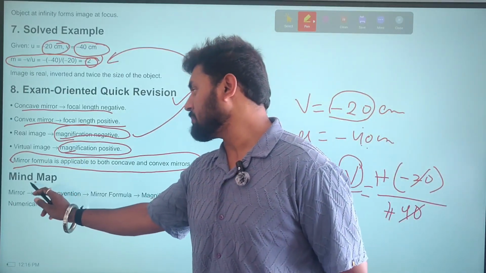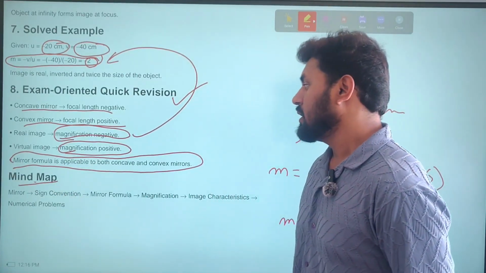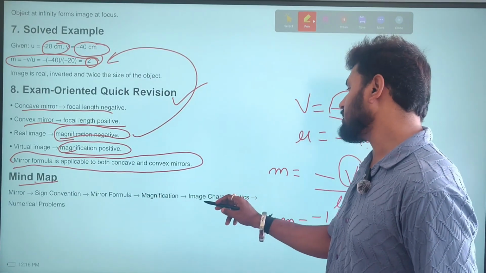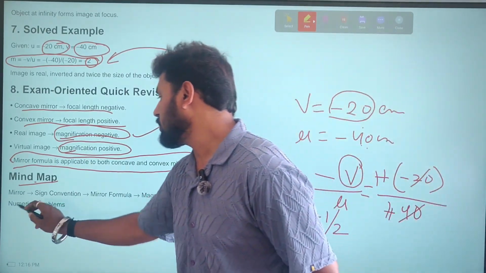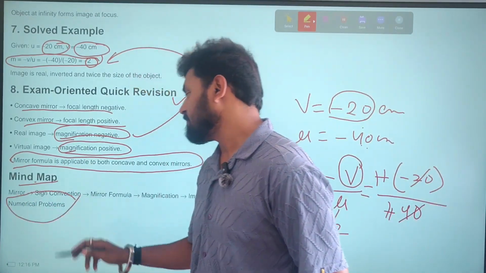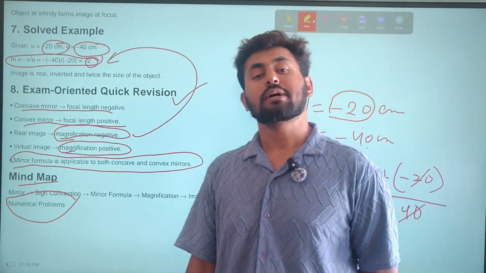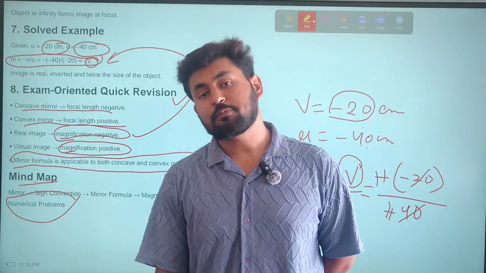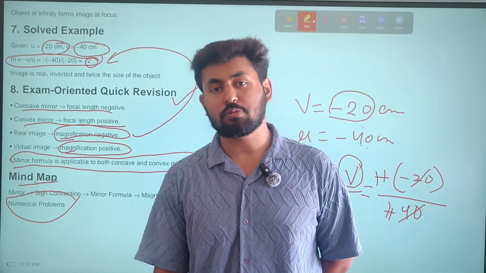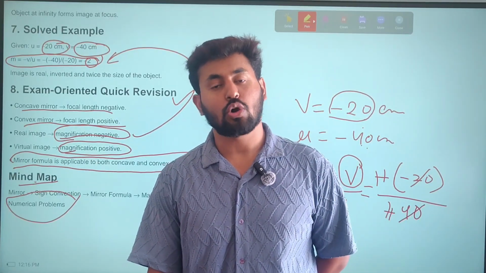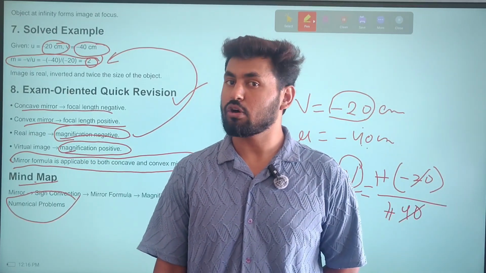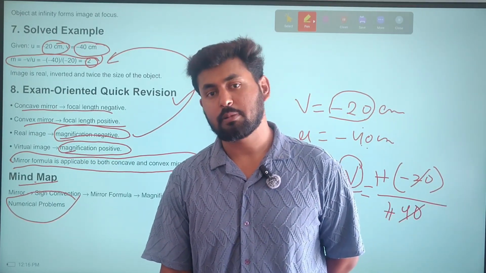Now this is the mind map if you want to remember it: mirror sign convention, mirror formula, magnification and image characteristics, and numerical problems. Now, if I have time, I will give you 5 problems or at max 3 problems to solve and come in the next video, and I will solve them on my own.